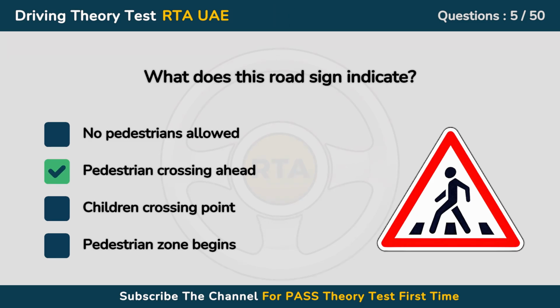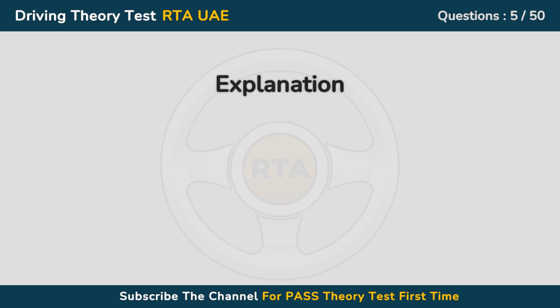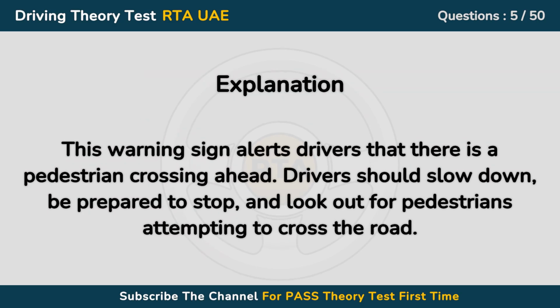Answer is B. Pedestrian crossing ahead. This warning sign alerts drivers that there is a pedestrian crossing ahead. Drivers should slow down, be prepared to stop, and look out for pedestrians attempting to cross the road.